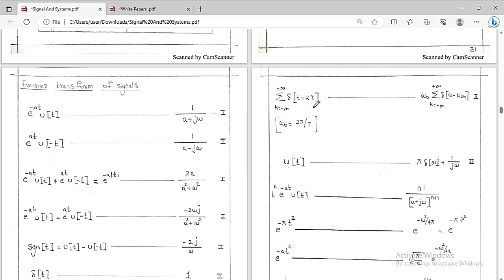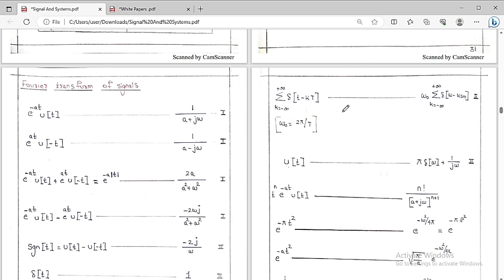It's basically an impulse train: sigma k equal to minus n to plus n of delta of t minus kT. So you can see it's a periodic signal of time period T. It's a pulse train, where omega naught is equal to 2 pi by T. Its Fourier transform is for a periodic signal, right?